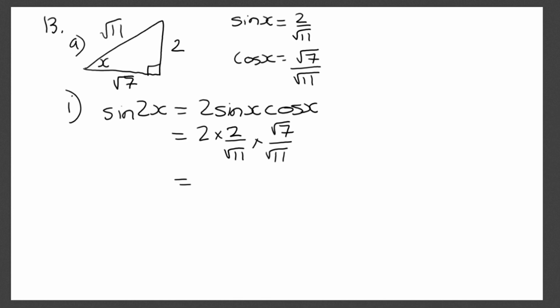Okay, so 2 2s are 4, so 4 root 7. Root 11 times root 11 is just 11. So 4 root 7 over 11. Okay, part 2.